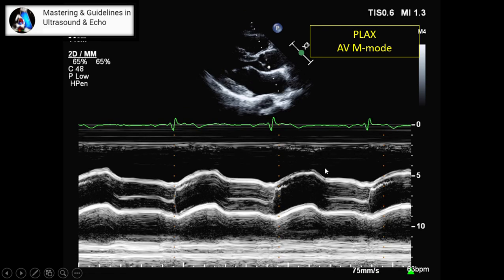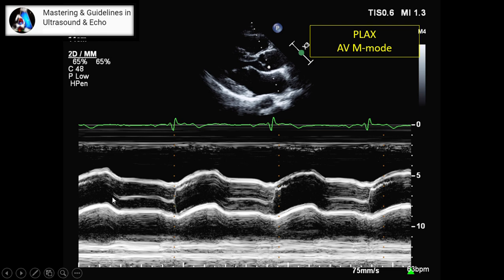After mitral valve M mode, we go for aortic valve M mode. For aortic valve M mode, our cursor should be perpendicular to both the anterior and posterior wall of the aorta and should pass through the sinus of Valsalva of the aorta and catch the coaptation of the aortic valve. We will get such a diagram of the M mode.